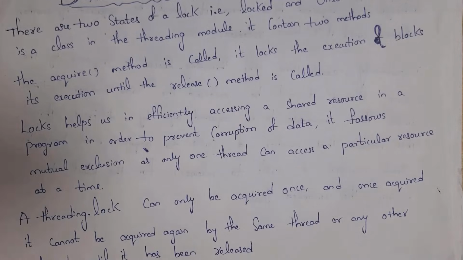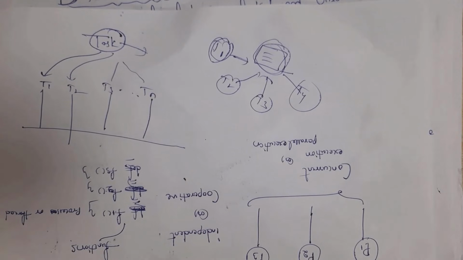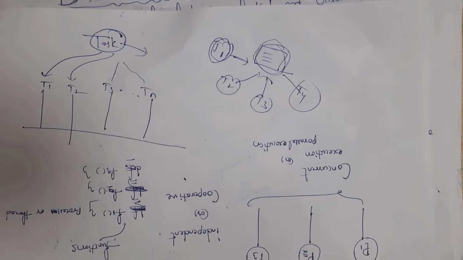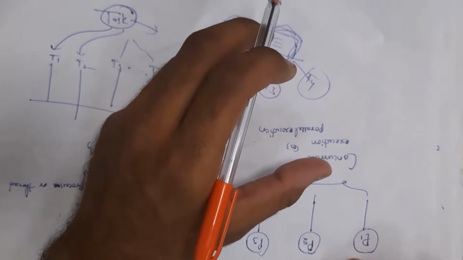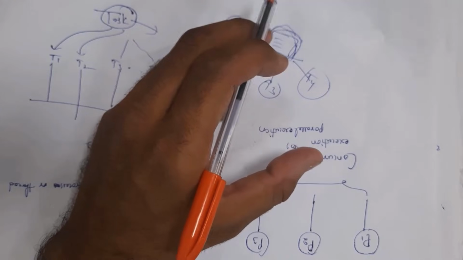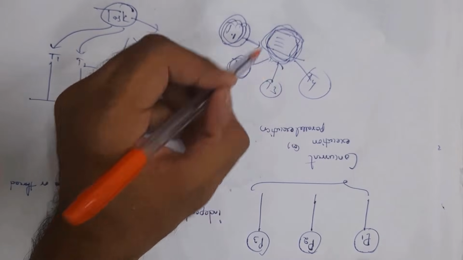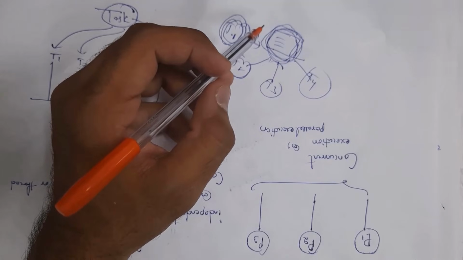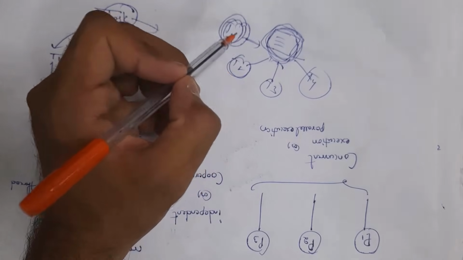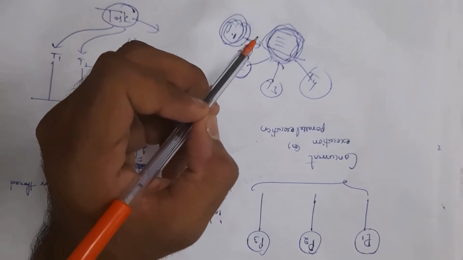For example, there are 4 threads, T1, T2, T3 and T4. All these 4 threads want to access this shared resource at a time. Whenever all these 4 threads access the same data at a time, then there is chance for corruption of data. So it may destroy my data. In order to overcome this problem, we use lock. By using lock, only one thread can access shared resource at a time.